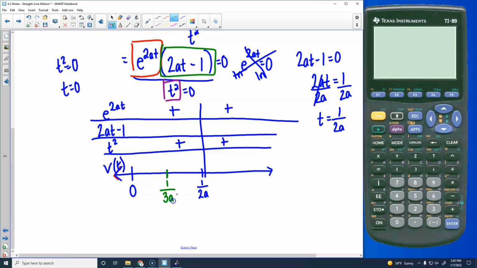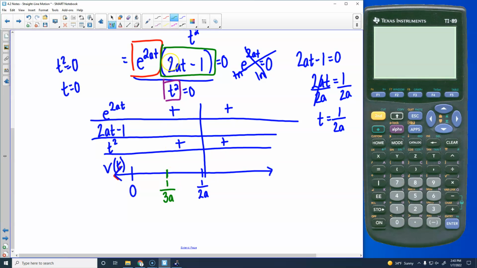What about 1 over 3a? We just changed the 2. Is that smaller than 1 over 2a? Yes. I just need some value between 0 and 1 over 2a. That is in fact smaller, because my denominator is going to be bigger there. So it's inherently smaller, and it's going to make the fraction smaller.